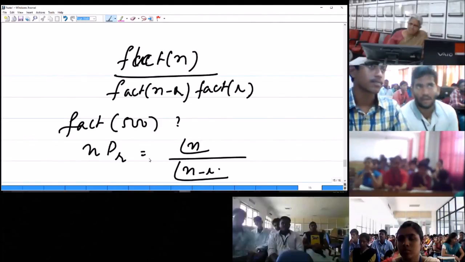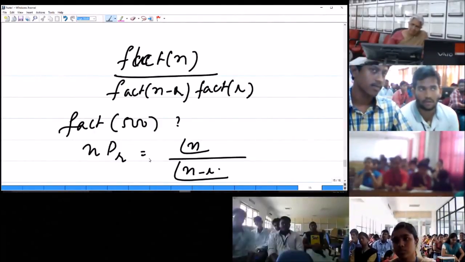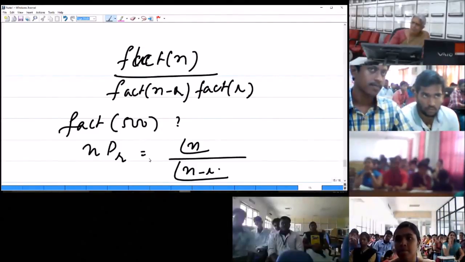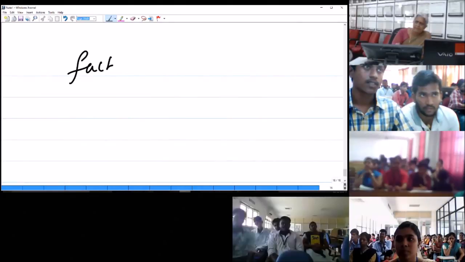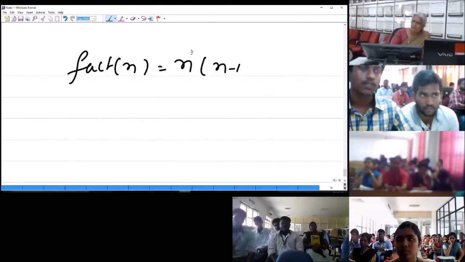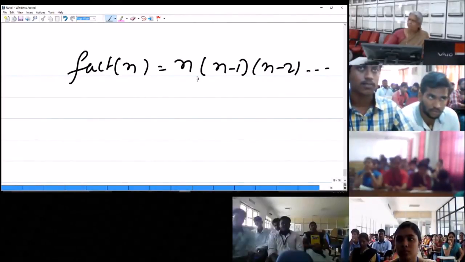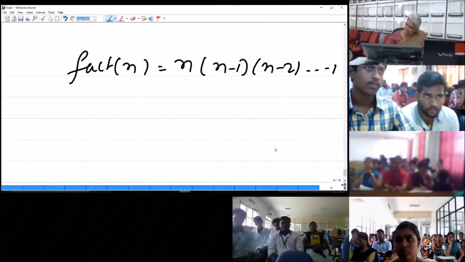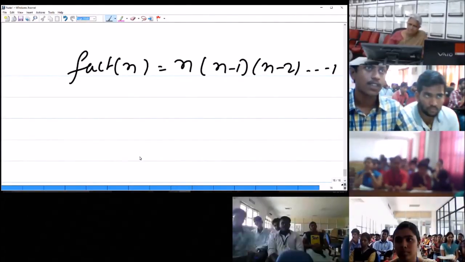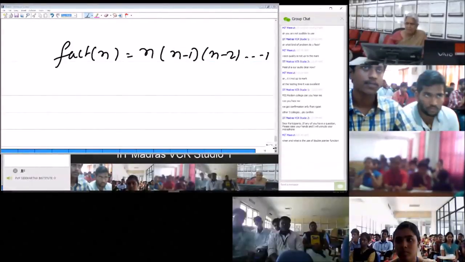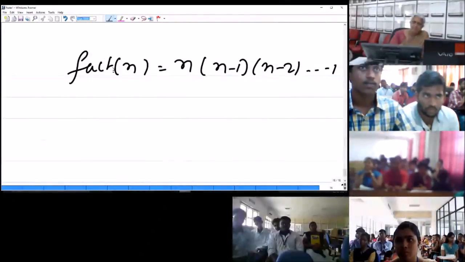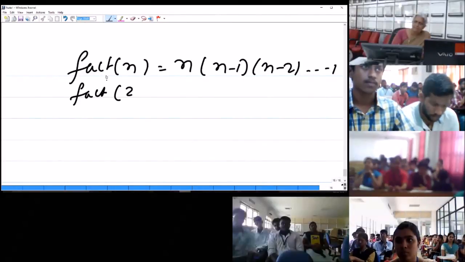I have a fact function. What is factorial of n equal to? Factorial of n is n into n minus 1 into n minus 2 and so on, into 1, if I just expand. So can you tell me what will happen if I did this on the computer? N into fact of n minus 1, whatever you want to do. What will happen? My question to you is, if I give large numbers, if I give n as, let's say, even 25, what will happen?